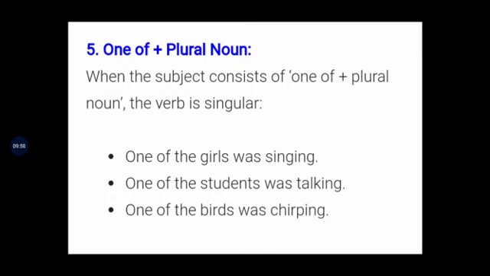One of the girls was singing. If we say one of the girls were singing, it is grammatically wrong. So what is the rule? One of the girls was singing. One of the students was talking. One of the birds was chirping.